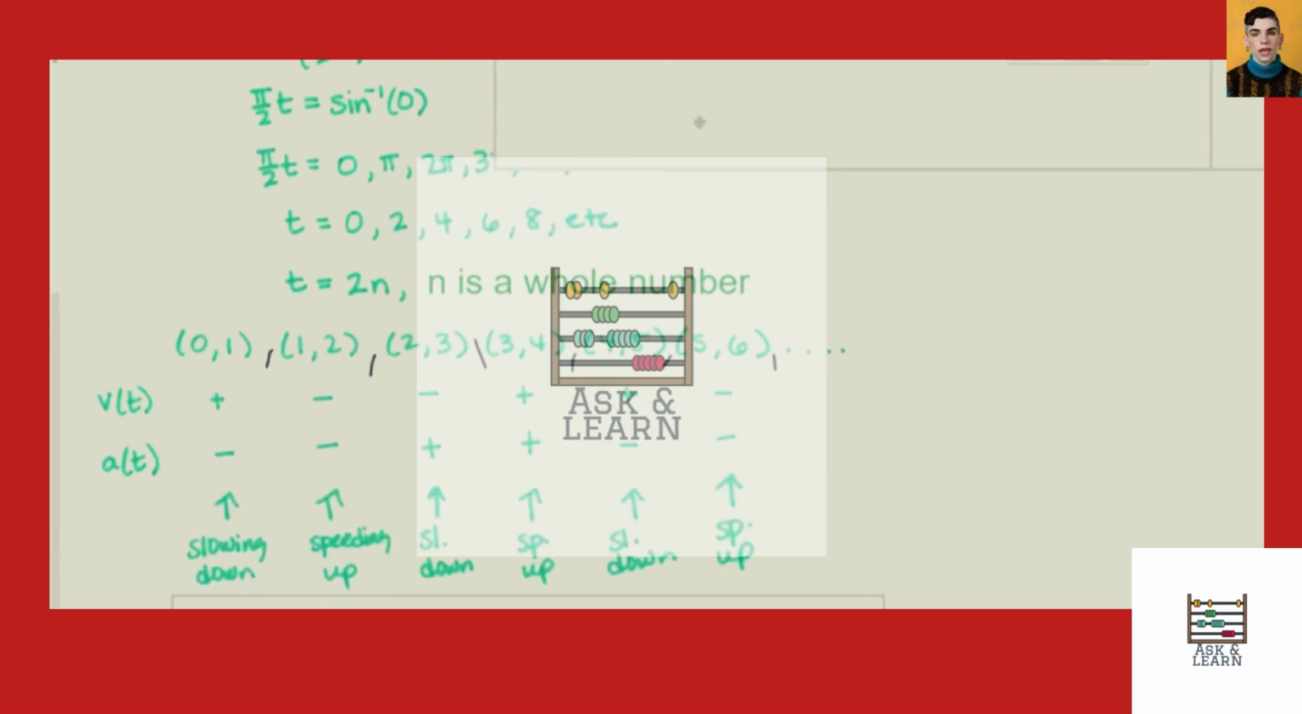So based on that, we know that it's slowing down when the signs are different. So it's slowing down from time 0 to time 1, from time 2 to time 3, from time 4 to time 5, and so on. And it's speeding up when the signs are the same. So it's speeding up from time 1 to time 2, from time 3 to time 4, from time 5 to time 6, etc.